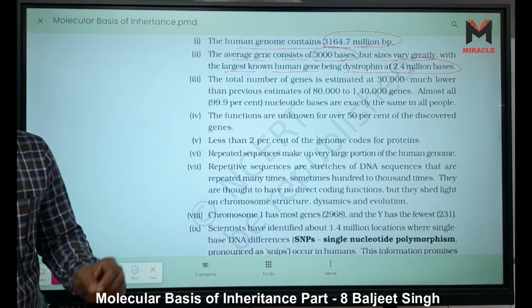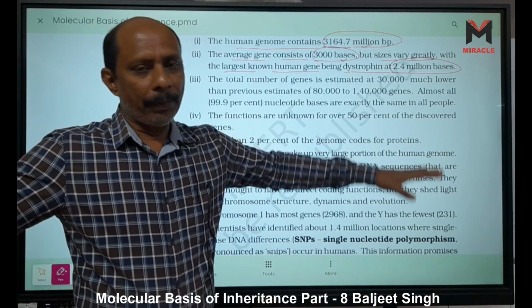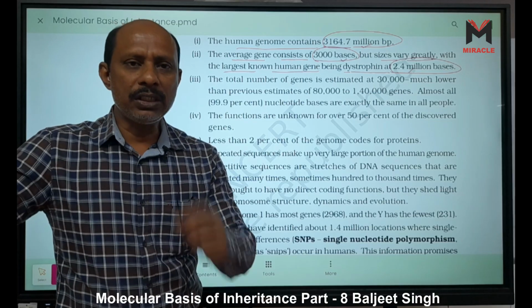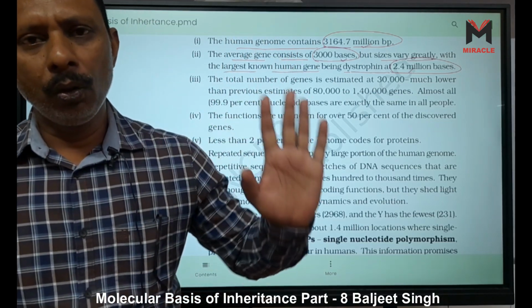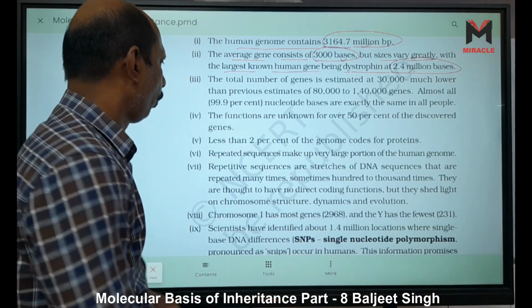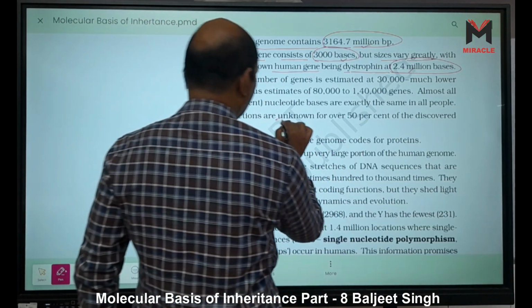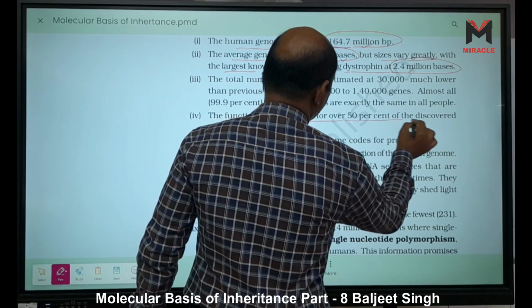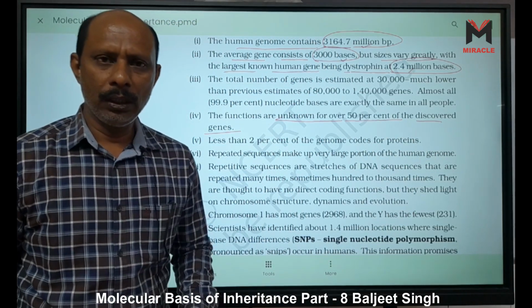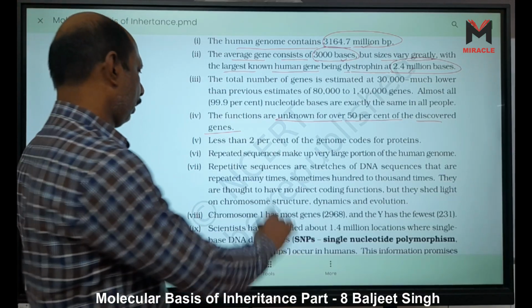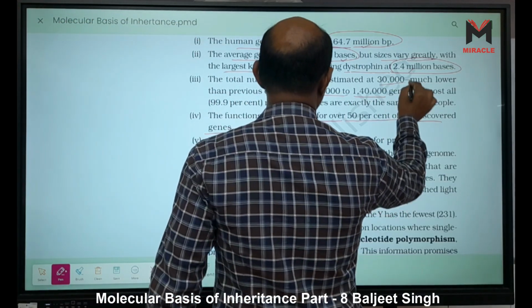99.9%, right? They are the same. Only 0.1% is different, and that makes the total difference. Okay. Functions are unknown for over 50% of discovered genes. For 50% of discovered genes, we have no idea about their functions, right?